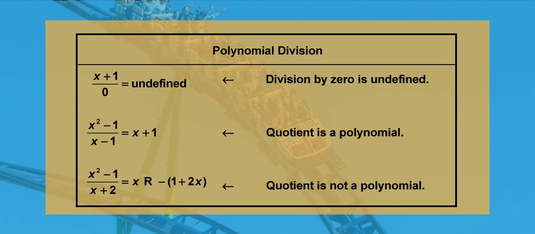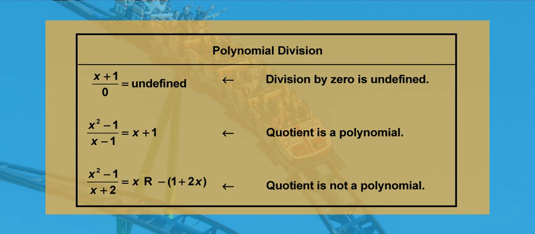When you divide a polynomial by another polynomial, several different things can happen. First, if you divide by 0, the quotient is undefined. Second, if you divide polynomials where the dividend is a multiple of the divisor, then the quotient is a polynomial. Third, if you divide polynomials where the dividend is not a multiple of the divisor, then the quotient is not a polynomial. Because of these three different cases, polynomials are not closed under division. The rest of this video is devoted to the second case, where the quotient is a polynomial. In other words, cases where it is possible to divide one polynomial by another.